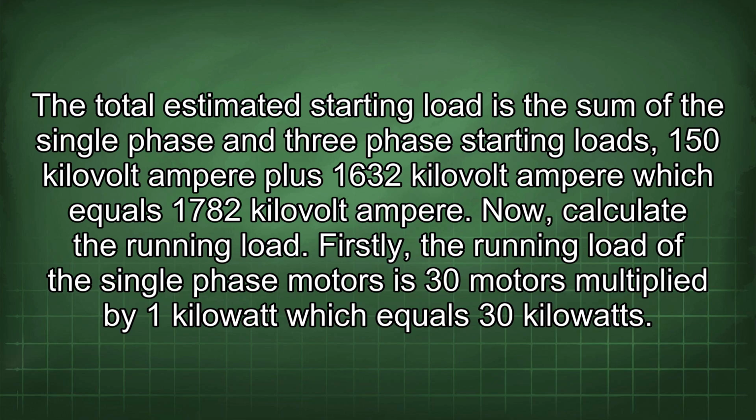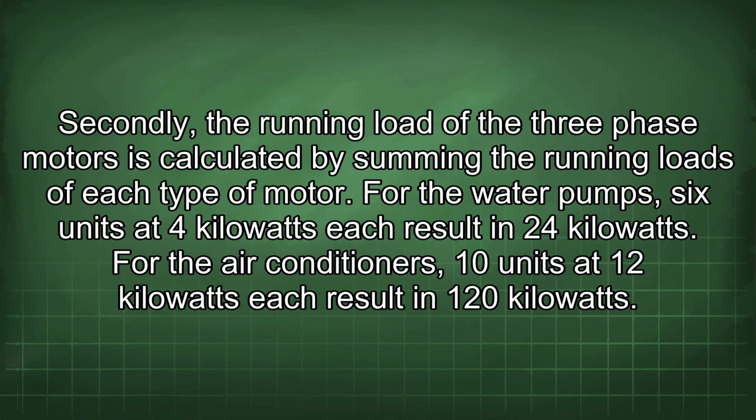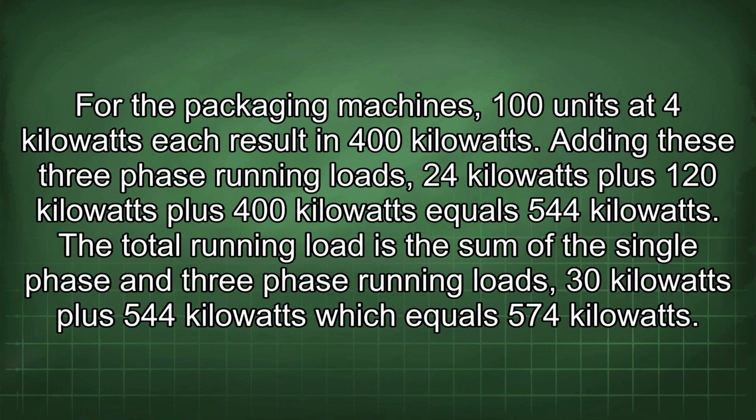Now calculate the running load. Firstly, the running load of the single-phase motors is 30 motors multiplied by 1 kilowatt, which equals 30 kilowatts. Secondly, the running load of the three-phase motors is calculated by summing the running loads of each type of motor. For the water pumps, 6 units at 4 kilowatts each result in 24 kilowatts. For the air conditioners, 10 units at 12 kilowatts each result in 120 kilowatts. For the packaging machines, 100 units at 4 kilowatts each result in 400 kilowatts. Adding these three-phase running loads, 24 plus 120 plus 400 equals 544 kilowatts.